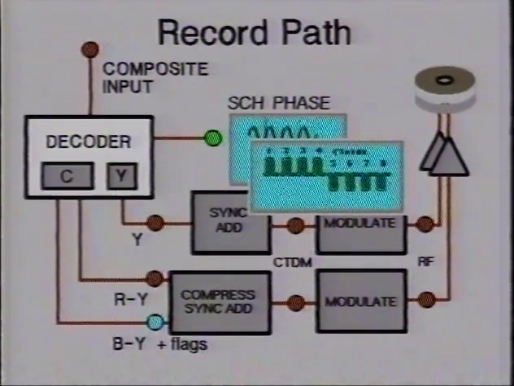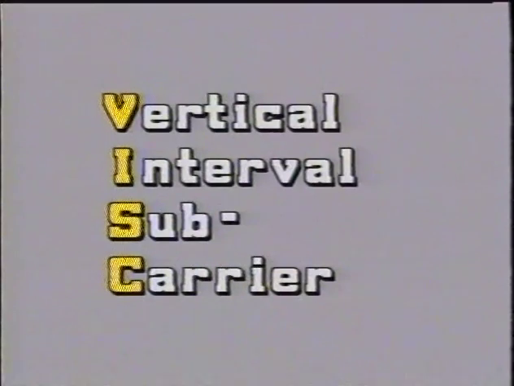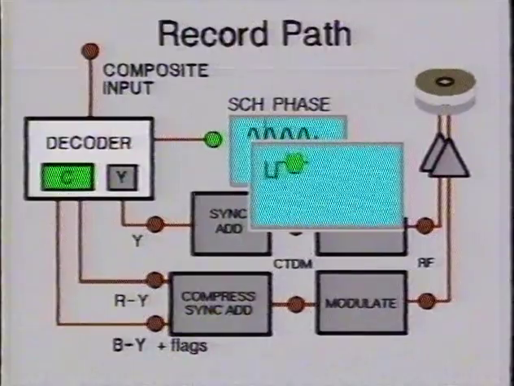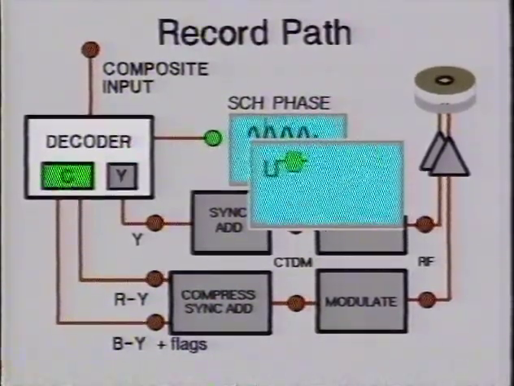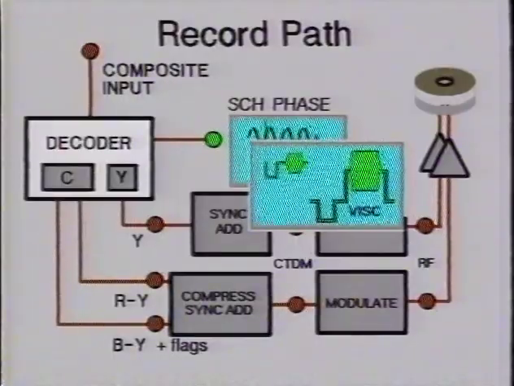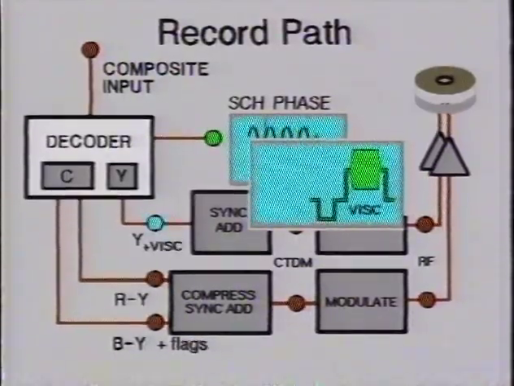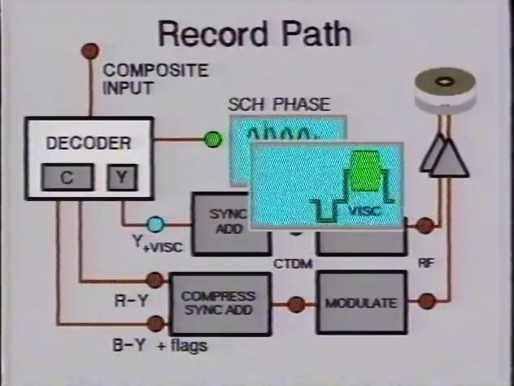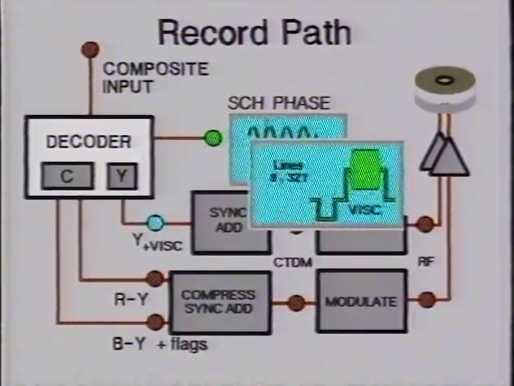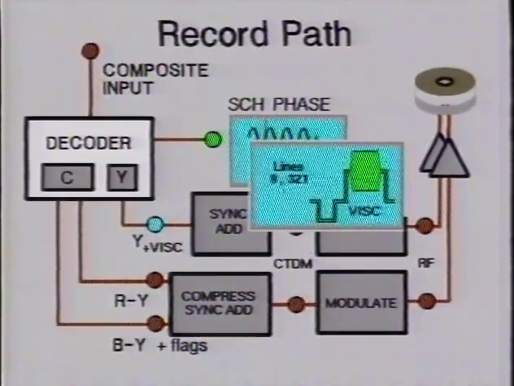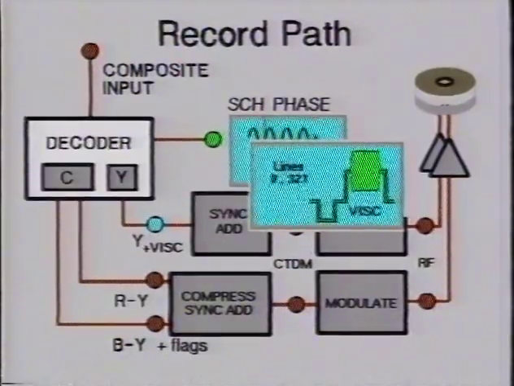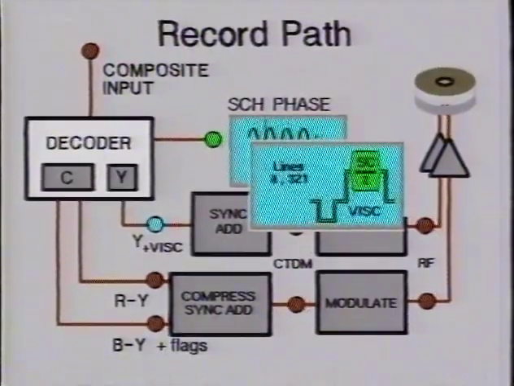It is the second signal which does this. It is called VISC, short for Vertical Interval Subcarrier. It captures the incoming signal's subcarrier in the form of a pilot burst and puts this into the vertical interval of the Y signal on lines 8 and 321. However, to accommodate the lower bandwidth oxide tapes, the subcarrier frequency is divided by 2 in PAL machines.